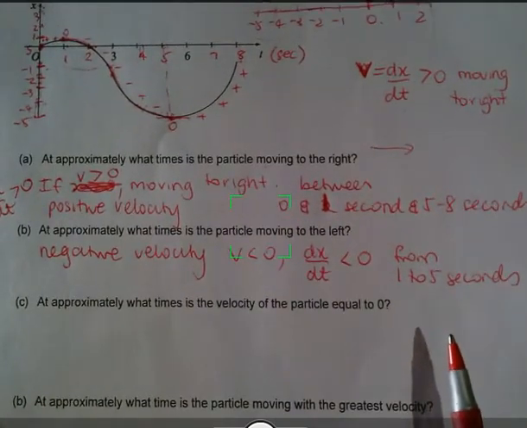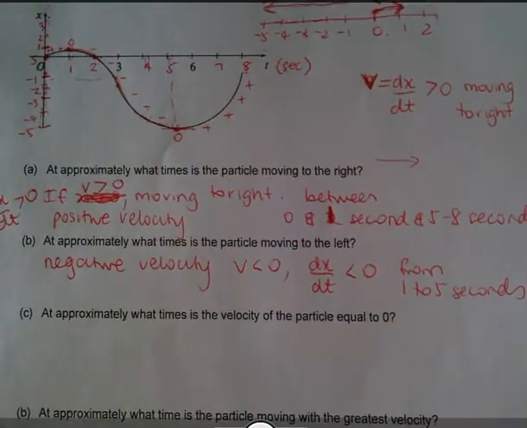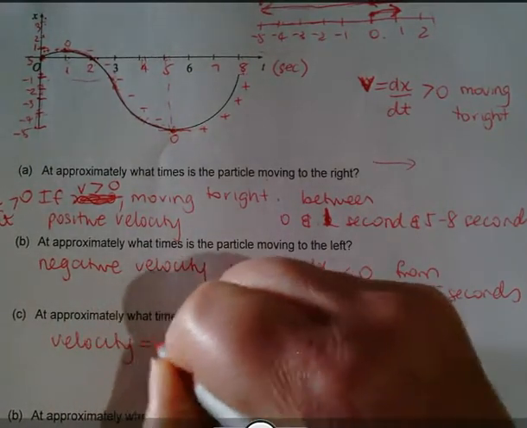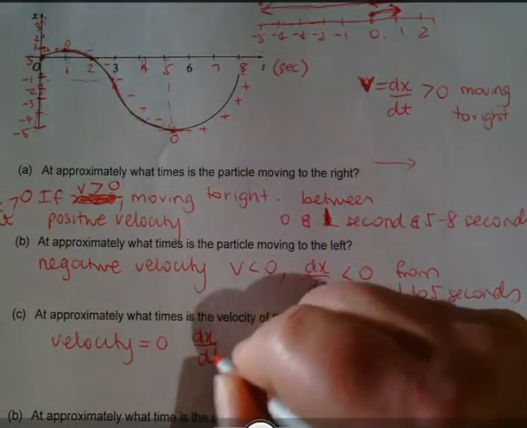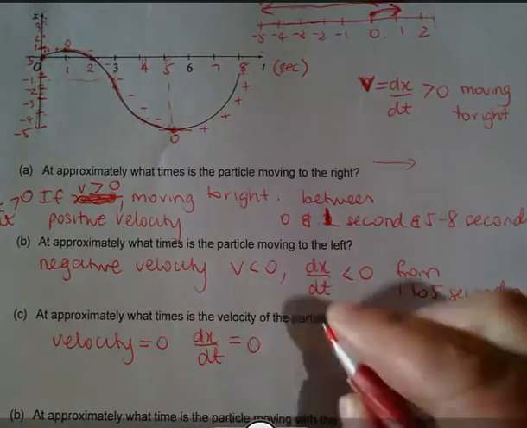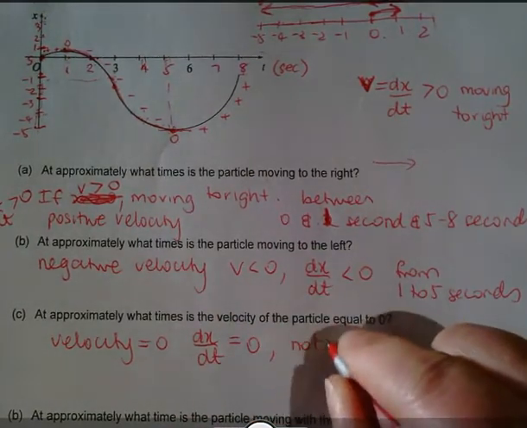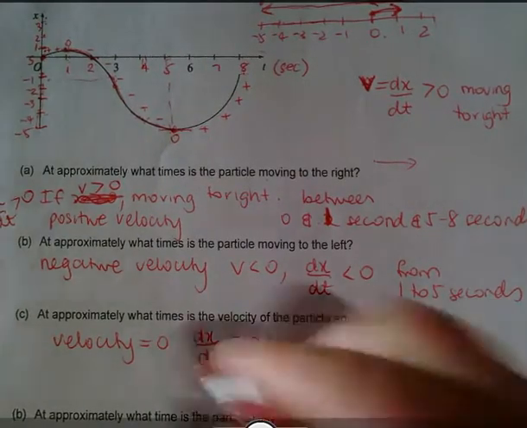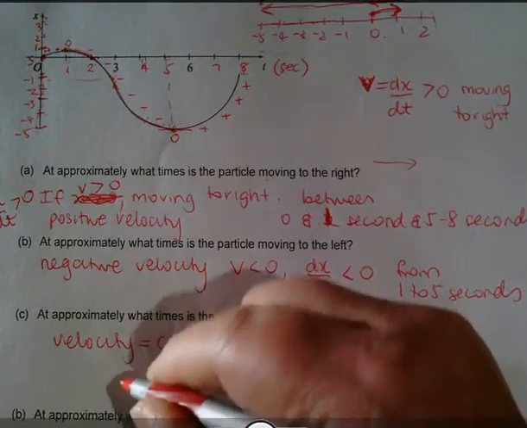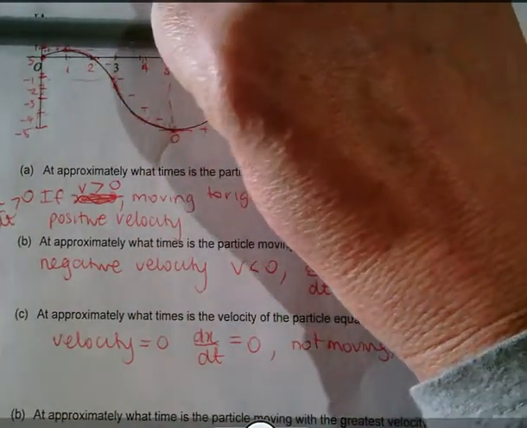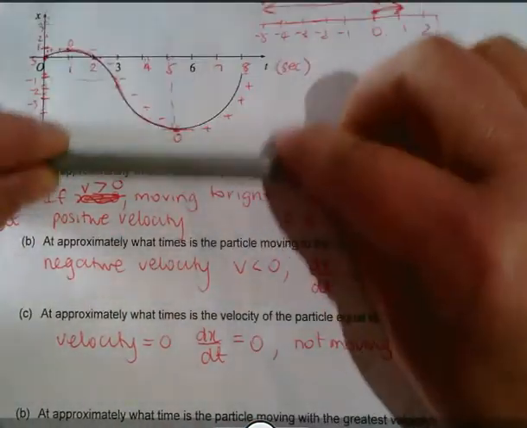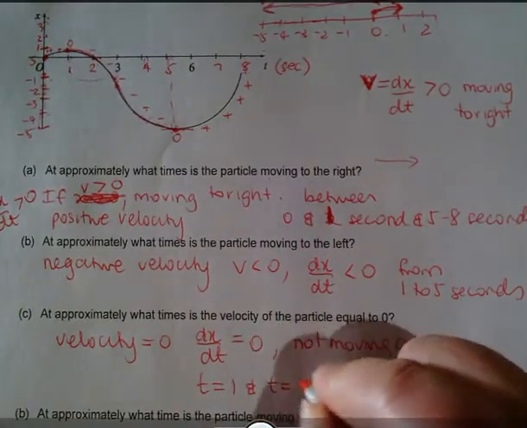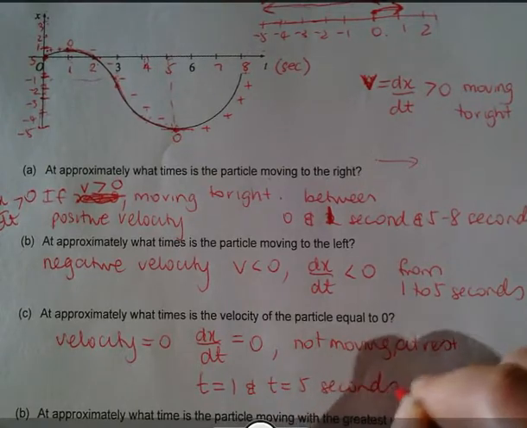Now it says, at approximately what times is the velocity of the particle equal to 0? Velocity equals 0 means that dx/dt, the gradient of the x versus t curve, is 0. It means the particle is not moving. It's at rest. And it's when the gradient of the curve is 0. So that's at time 1 second, we can see the gradient is 0, and at time 5 seconds. So it's time equals 1 and time equals 5 seconds.